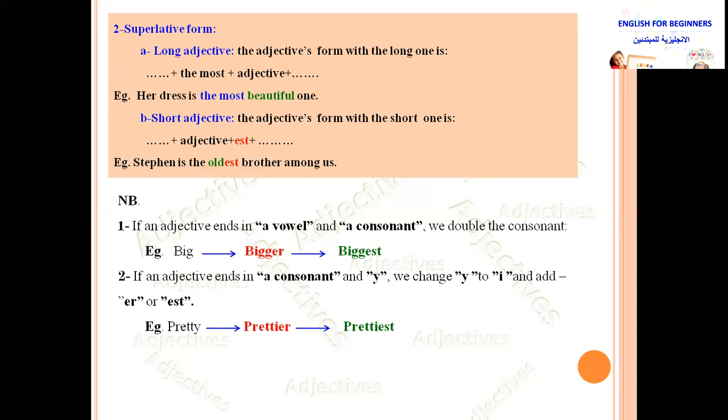The second note: if an adjective ends in a consonant and the letter Y, which means at the end we have a consonant and the letter Y, here we change the Y to I, and then we add ER or EST. Like the example of pretty. Pretty, in the comparative form, is prettier, and the superlative one is prettiest.